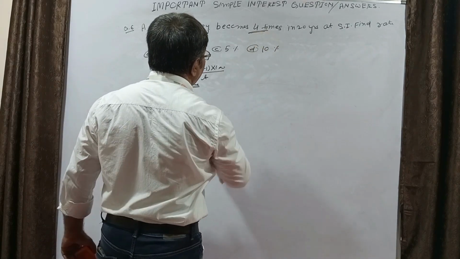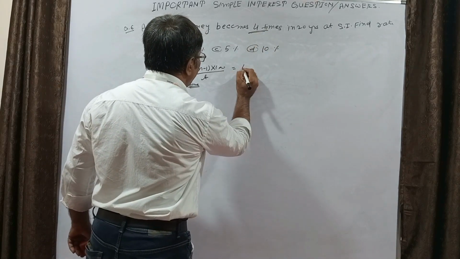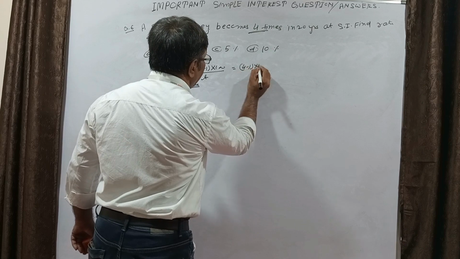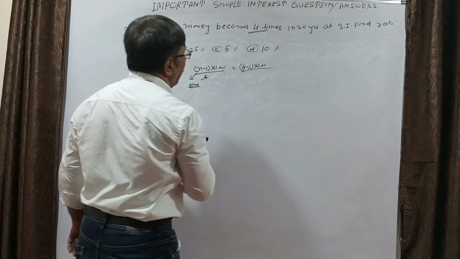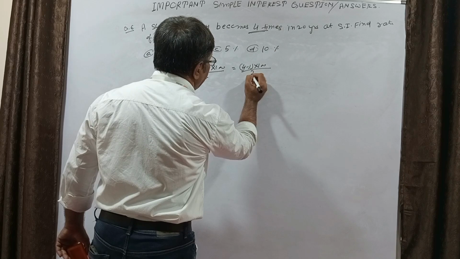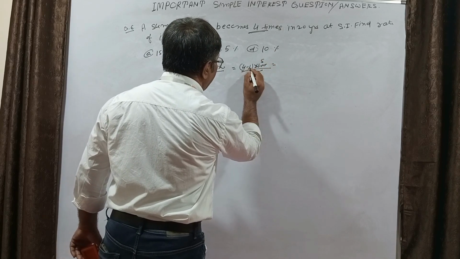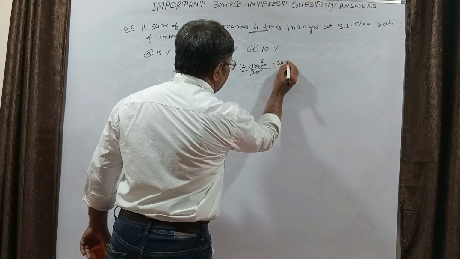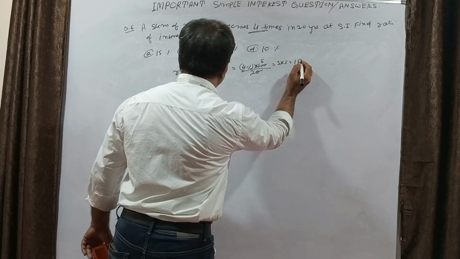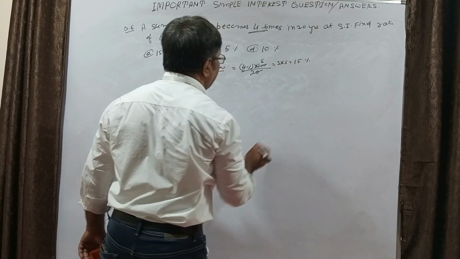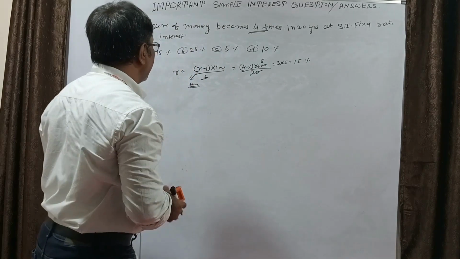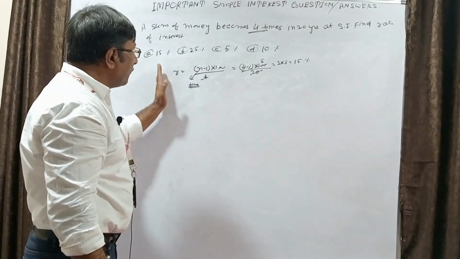In this question, 4 times. So N is 4. So we will write 4 minus 1, multiply 100, and time is given 20 years. So 20 fives are 100. This is 4 minus 1, 3. So 3 into 5, that is 15%. So the correct answer is 15%. So this is the trick for finding the rate.